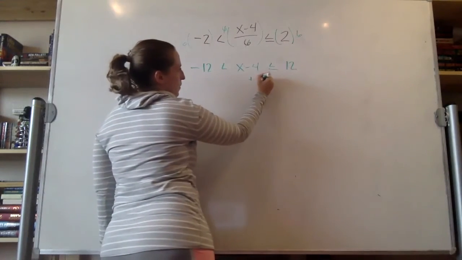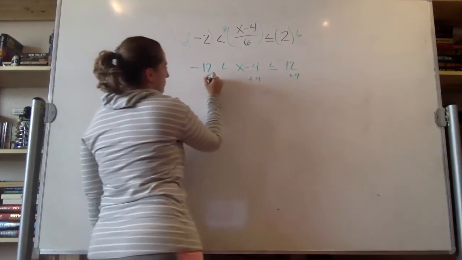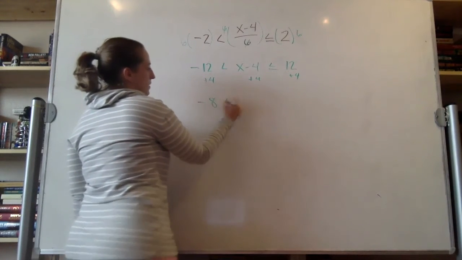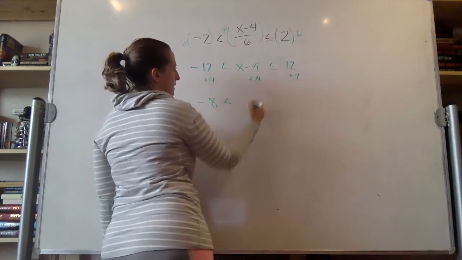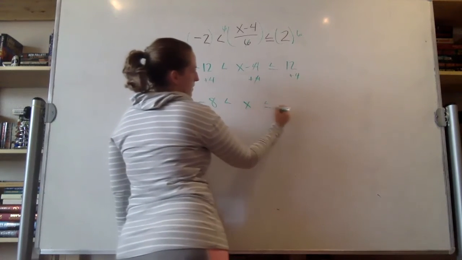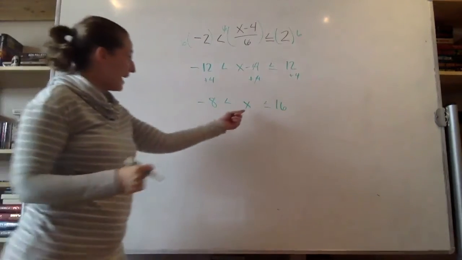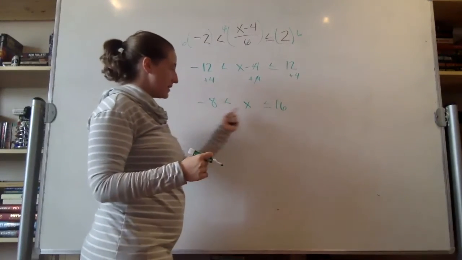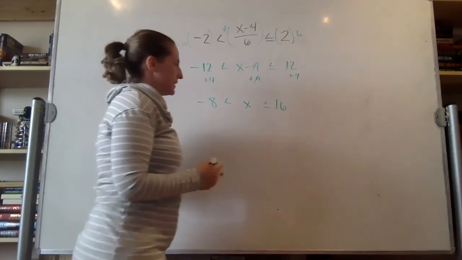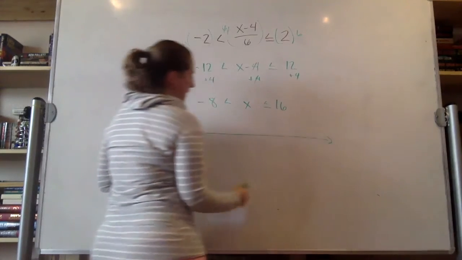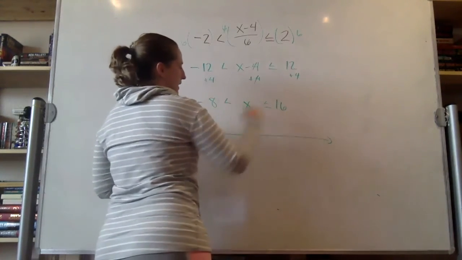Now I'm going to add 4 everywhere. -12 plus 4 is -8, which is less than. -4 and +4 cancel. So x less than or equal to 12 plus 4 is 16. So here's my answer. X is bigger than -8, but smaller than or equal to 16. In other words, x is sandwiched between -8 and 16.